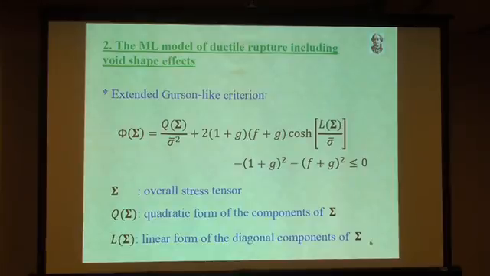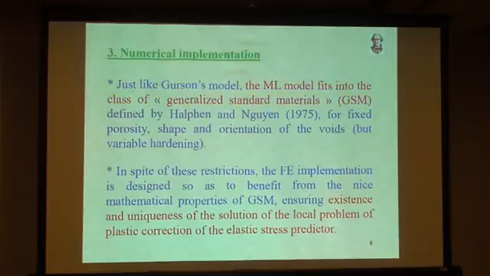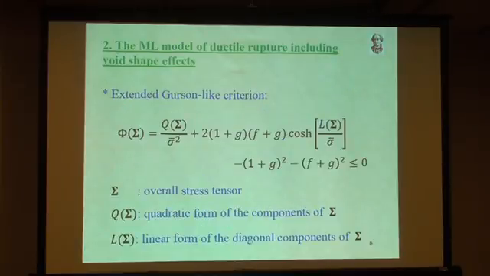First, a very short presentation of the model. There is an extended Gurson-like criterion. This looks like Gurson's criterion. You have a quadratic form of the components of the overall stress tensor here, which takes the place of sigma equivalent. Here you have a linear form of the diagonal components of sigma.